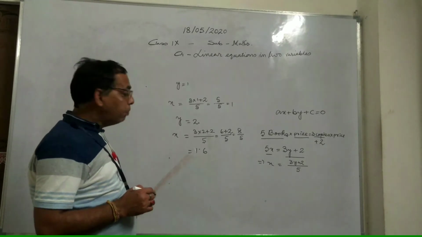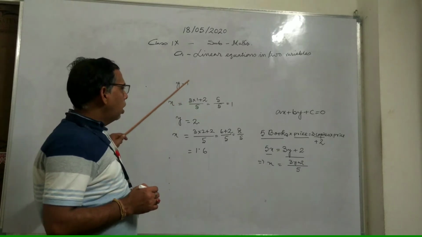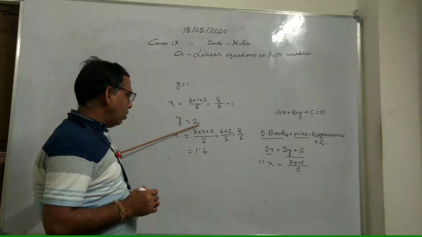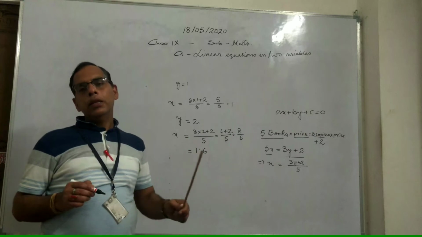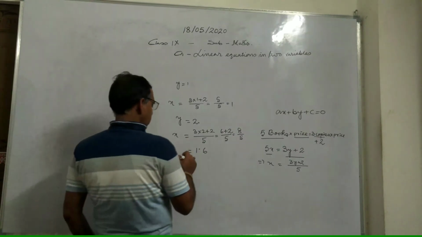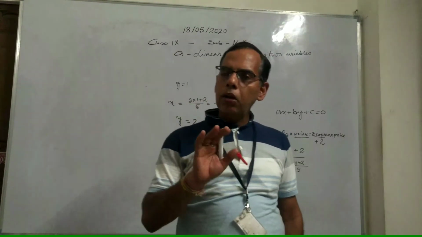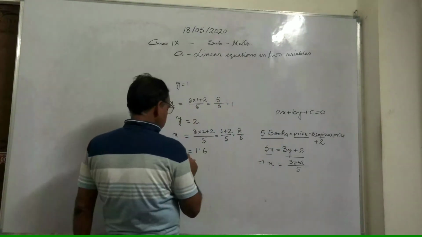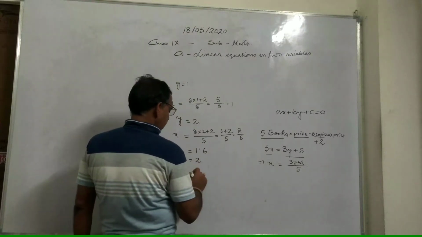No doubt about it. But if you compare these two, y is 1, x is 1, that means both are the same. But when y is increasing, x is increasing slower than y. Clear? Now another one. One thing you know, the price cannot be negative. So here you see, suppose y equals 2, then what will happen?